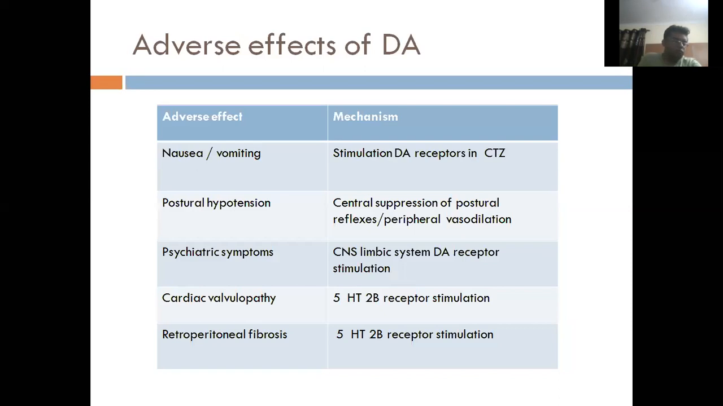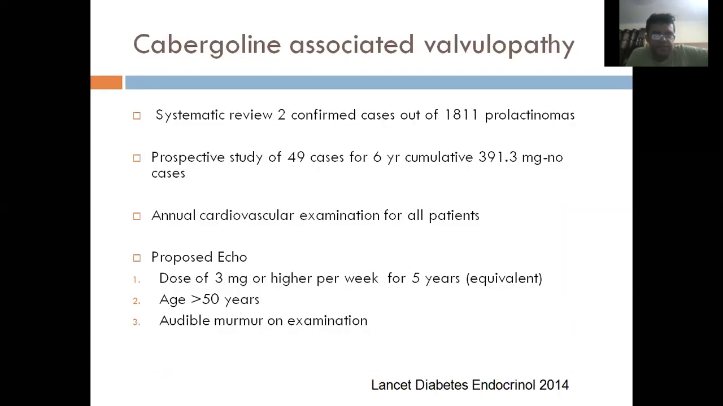So side effects of the dopamine agonists are nausea, vomiting because of the stimulation of the dopamine receptors in the chemoreceptor trigger zone. They can cause postural hypotension. They can cause psychiatric symptoms. If you know, mania is caused by dopamine excess. You can have cardiac valvulopathy because of the 5-hydroxytryptamine 2B receptor stimulation and also retroperitoneal fibrosis. So these are the adverse effects.